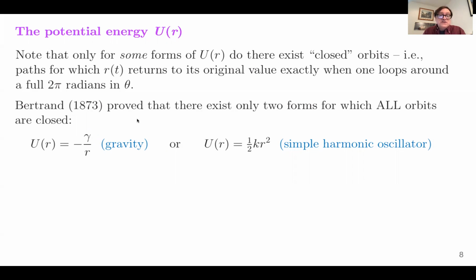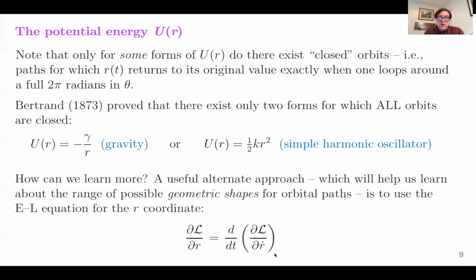Bertrand in the 1800s showed that if you want to search for orbits r of t that are closed orbits, in other words, when you take theta all the way around from 0 to 2 pi, the r comes back to exactly where it started, there actually are only two forms of the potential energy that allow that. One is gravity, the other is the simple harmonic oscillator potential that you've seen in physics classes. So closed orbits are a possibility when we're using gravity.